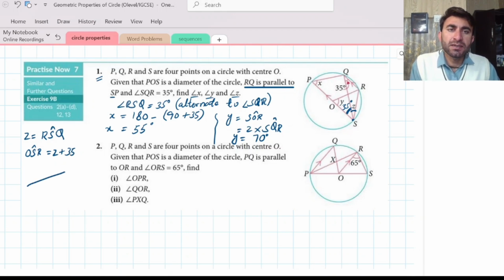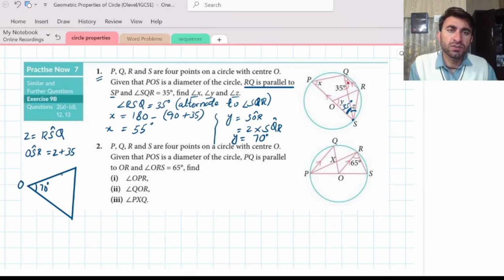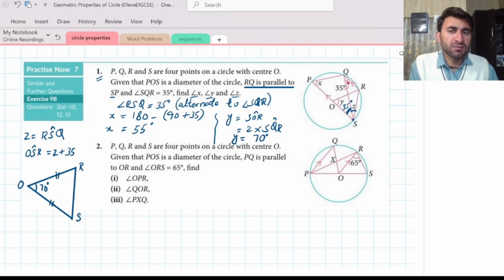As we know, the triangle ORS is an isosceles triangle with one angle at O, that is 70 degrees. This is position O, this is R, and here is the angle S. Because OR and OS are equal, being radii of the same circle, angle ORS and angle OSR will definitely be equal.